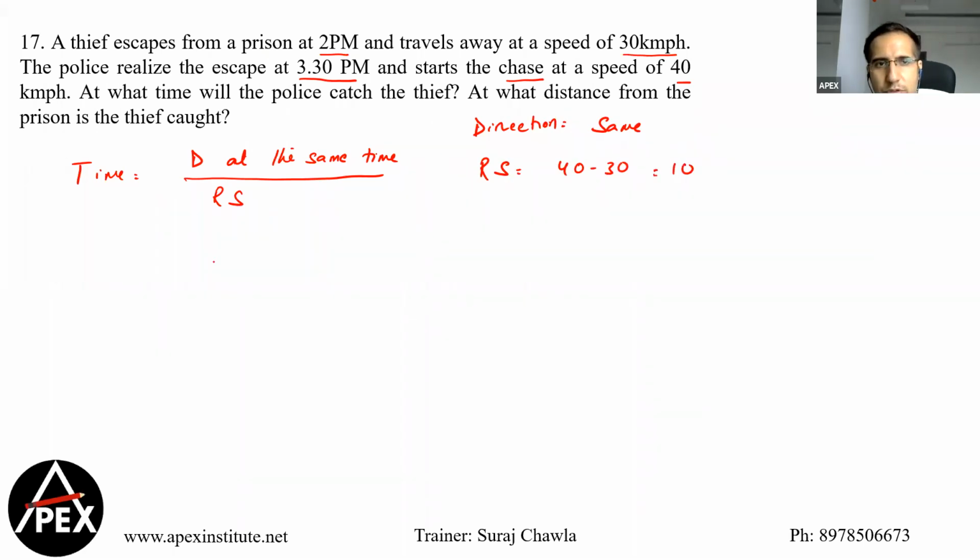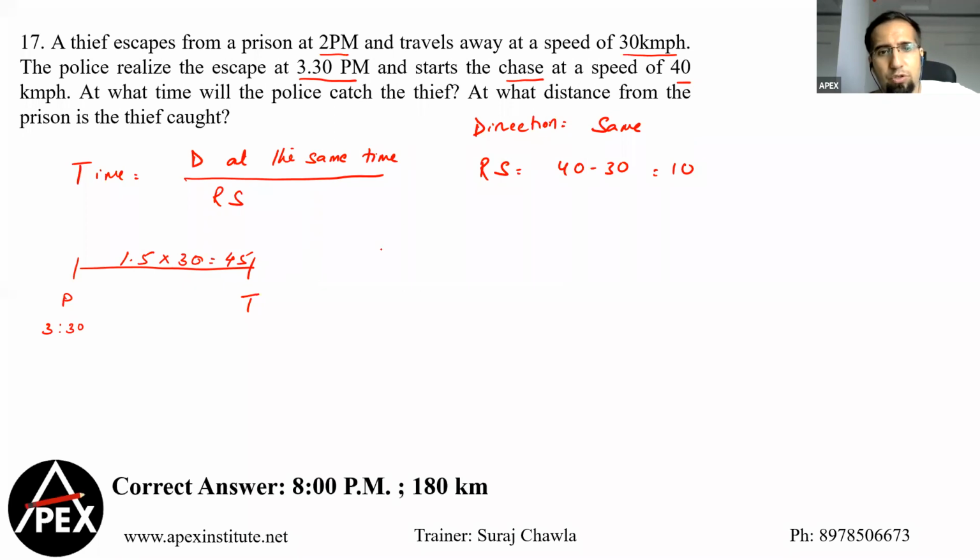Now, the thief started from the prison and the police is starting at 3:30. So can I say my job is to first understand at 3:30 where is the thief? But the thief started at 2 o'clock. So at 3:30, the thief would have run for 1.5 hours at his own speed of 30 kilometers an hour, which means at 3:30, the gap between police and the thief would have been 45 kilometers. Clear, guys? At 3:30, the gap between thief and the police would have been 45 kilometers.